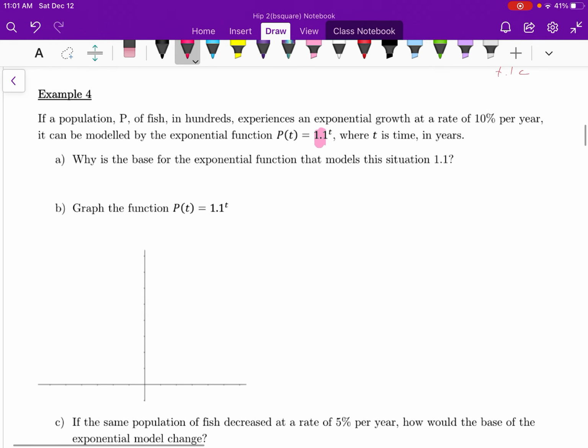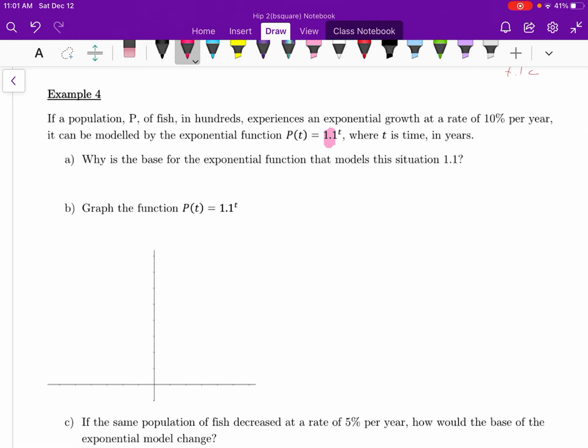All right, that was a lot of talk just to address a question. Let's get back to this over here. A population P of fish in hundreds experiences an exponential growth at a rate of 10% per year. It can be modeled by the exponential function P of t is equal to 1.1^t, where t is time in years. Why is the base 1.1? Well, really, we keep 100% of the previous year, and then the next year we add another 10%. So it's really 110% of the previous year.